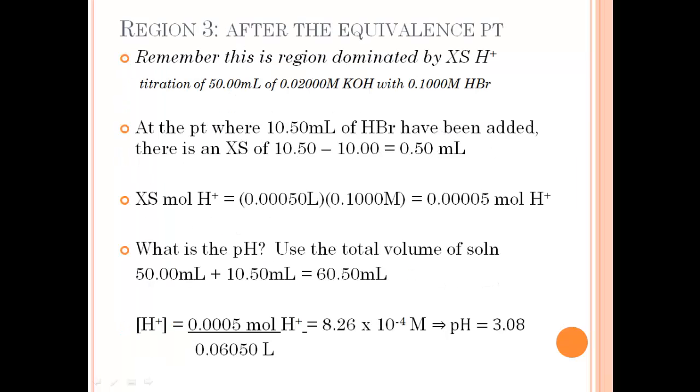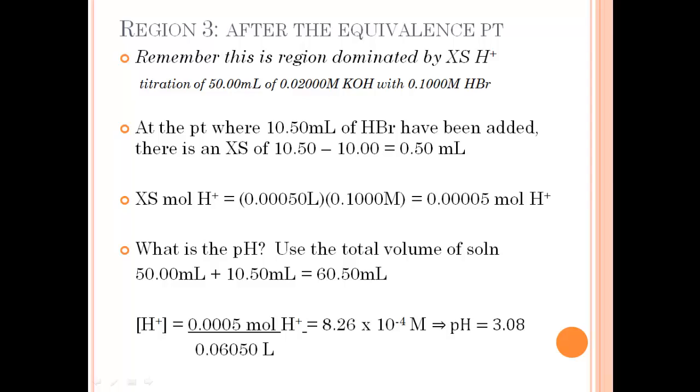What about region 3? Well, region 3 is dominated by excess acid, because you've already eaten up all of the OH in the Erlenmeyer flask. So let's try to figure out at 10.50 mils, right? Remember that the equivalence point that we calculated was 10 mils. So if we add 10.50 mils of acid, we've already gone over the equivalence point. So let's see what the pH is then. At 10.5 mils of acid, we have added 0.5 mils extra of acid. So let's find out how many moles of acid we have extra.